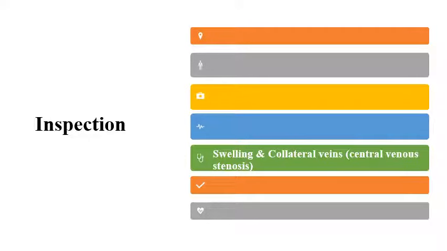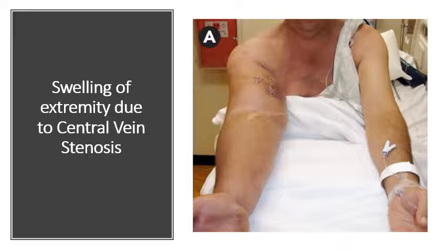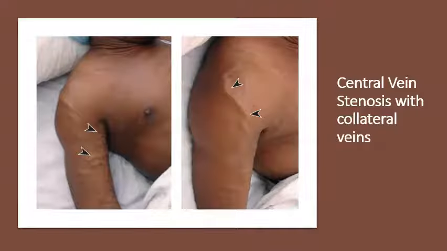After this, you have to look for the next item: if there is a swelling of the arm and the presence of collateral veins or not. I told you before that one of the important rules is to compare between both arms. If you look here, you can find that the arm including the AV fistula is much more swollen than the other limb. This is usually due to obstruction or stenosis of the central vein draining that arm.